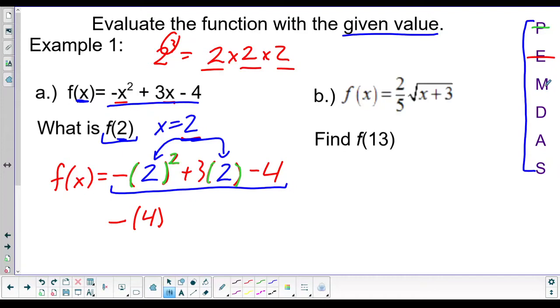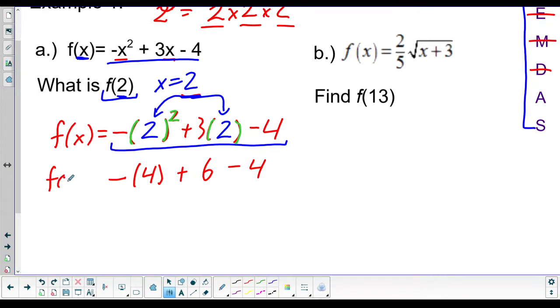Moving on. Multiplying. Here we have 3 times 2, so we can multiply that out. So that'll be plus 6, because positive 3 times positive 2 is positive 6. That's done. We don't have any dividing, adding, or subtracting. We're subtracting 4. I'm going to go ahead and just bring that down so we can look at this all together. Minus 4. All right. So we have f of x equals negative 4 plus 6 minus 4.